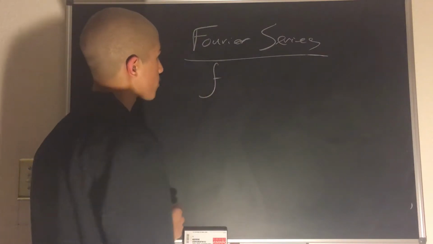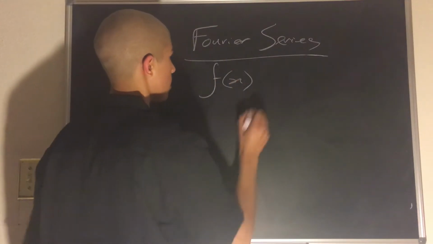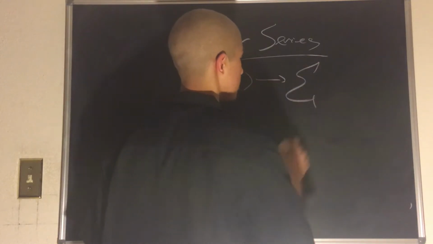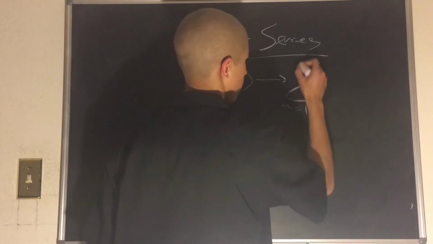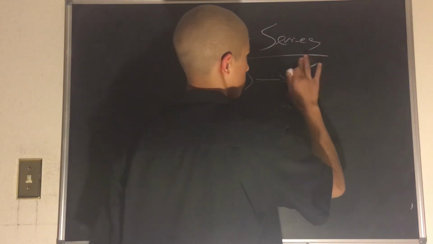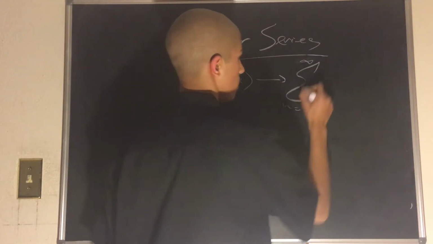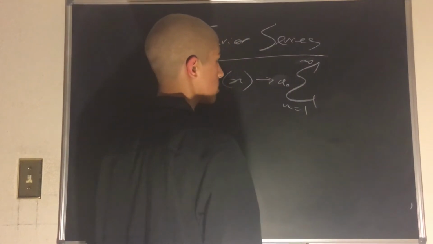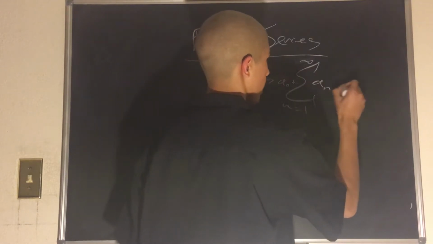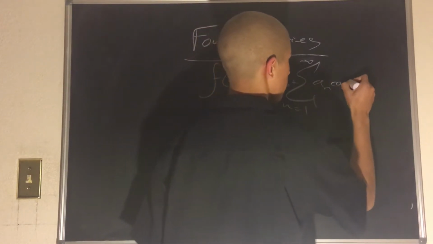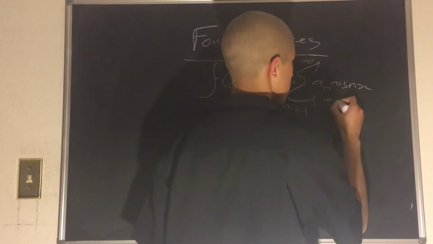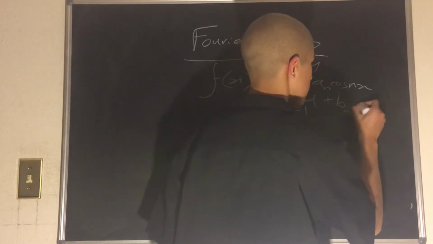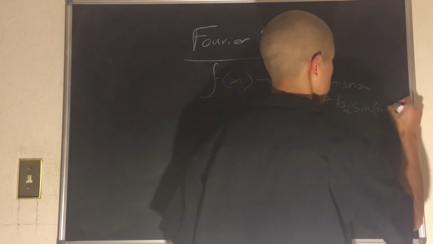So what the Fourier Series does is it takes a function, f of x, and it rewrites it as the infinite sum, n equals 1 to infinity, of, plus some a0 initial term here, an times cosine of nx plus bn sine of nx.